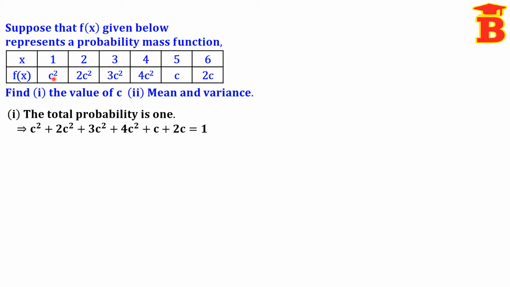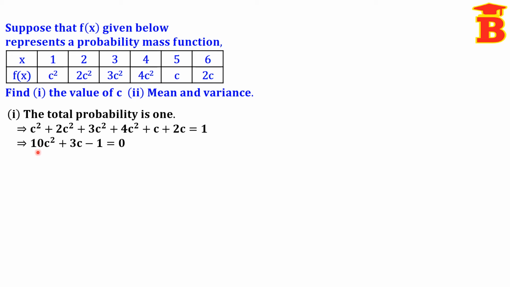That is c square plus 2c square plus 3c square plus 4c square plus c plus 2c equal to 1. c square plus 2c square, 3c square, plus 3, 6c square, plus 4, 10c square, c plus 2c, 3c. This one, take left side minus 1 equal to 0. This is a quadratic equation. We can solve this by factor method.